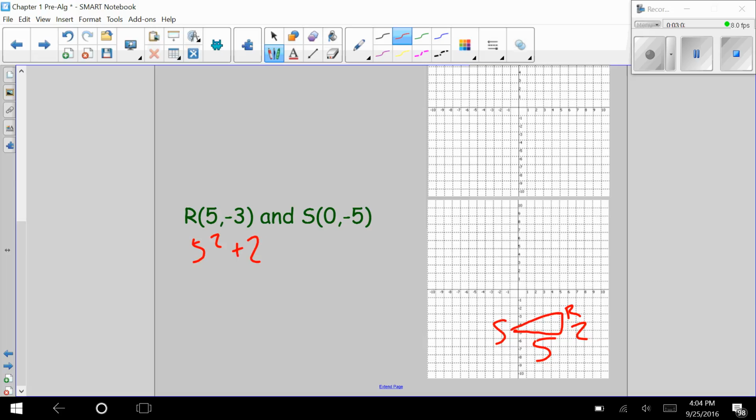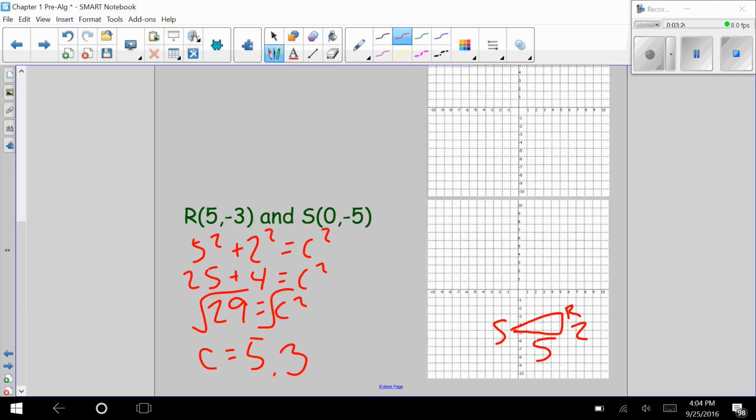5 squared plus 2 squared equals c squared. 5 squared is 25. 2 squared is 4 equals c squared. 25 plus 4 is 29 equals c squared. Take the square root, and c, or my distance, is about 5.39.